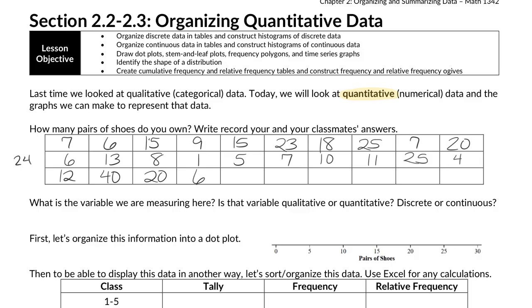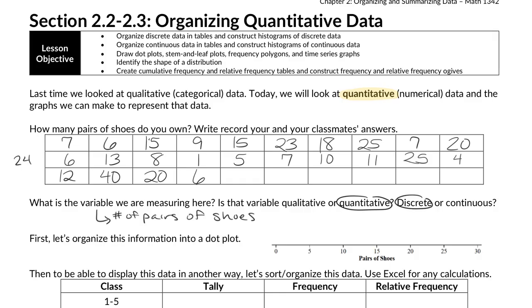Questions you always want to make sure you're answering or knowledgeable of as you're taking surveys is what is the variable we are measuring. Clearly we are measuring the number of pairs of shoes. Is that variable qualitative or quantitative? Because I asked you a number of shoes. Nice. Is it discrete or continuous? Continuous. No. What's your final answer? It is discrete.